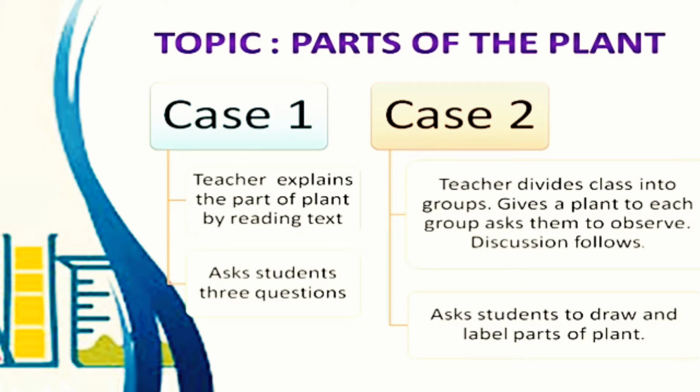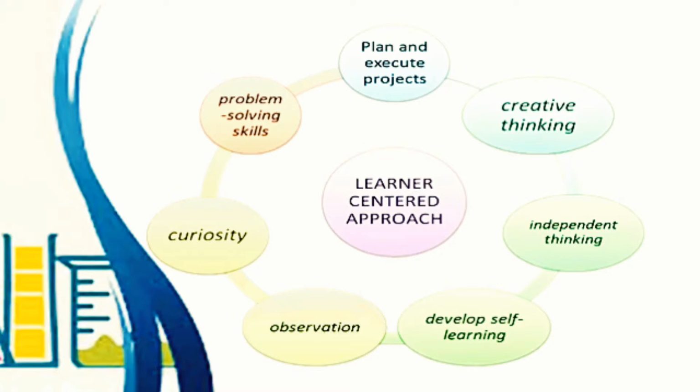Case 2 is an example of a constructivist type of classroom, whereas case 1 was an example of a traditional classroom. We'll today look into how a constructivist classroom works and what are the different methods that we can use. Constructivism is a learner-centered approach. It helps the students to become independent thinkers.